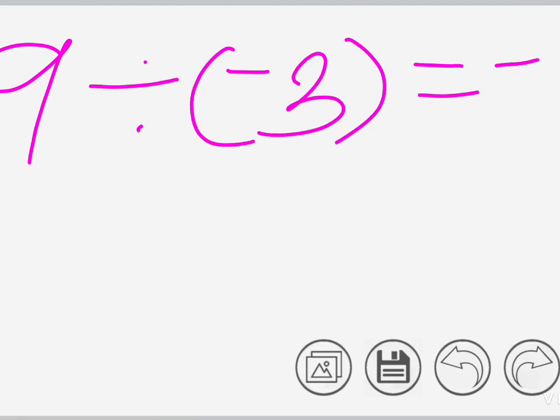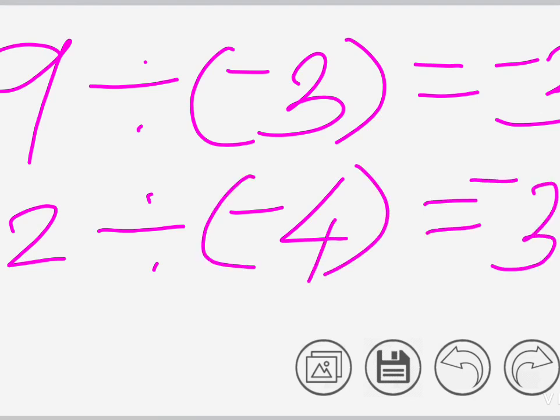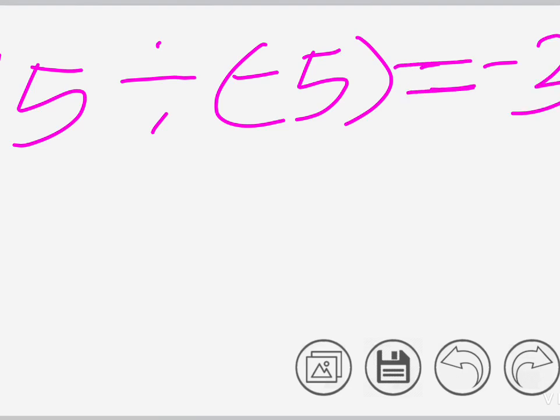Very simple. I can write another example. 9 divided by minus 3 equals minus 3. That is, 9 and minus 3 are the first pair. When we divide 9 by minus 3, the answer should be minus 3. Another one, 12 divided by minus 4 is also minus 3. Next one, 15 divided by minus 5 equals minus 3. Our answer is minus 3.